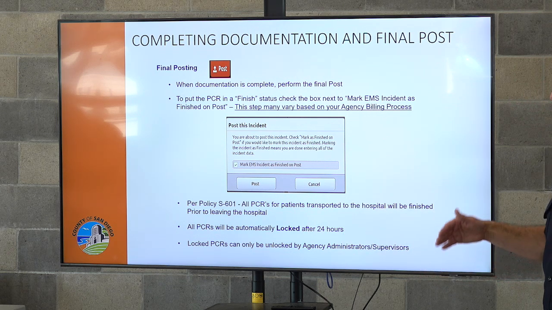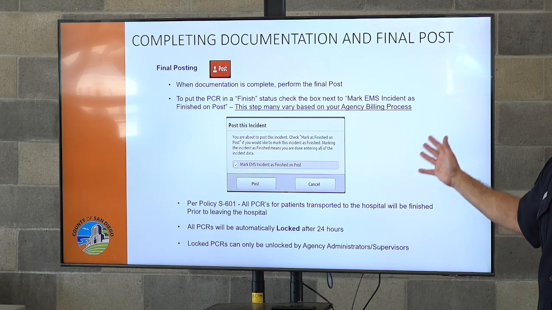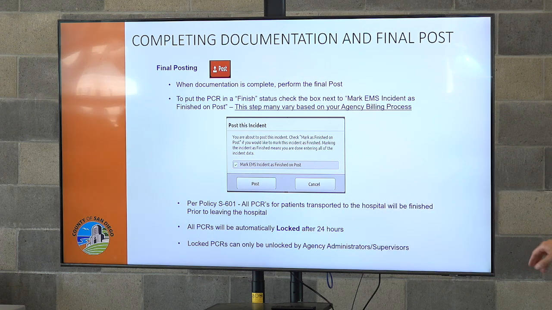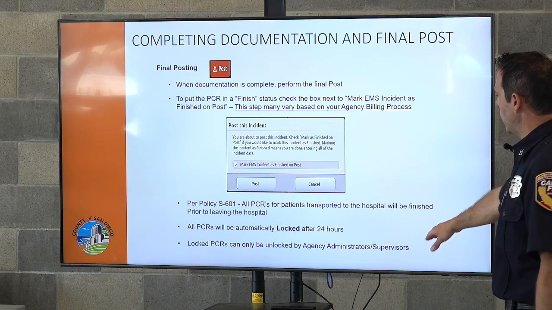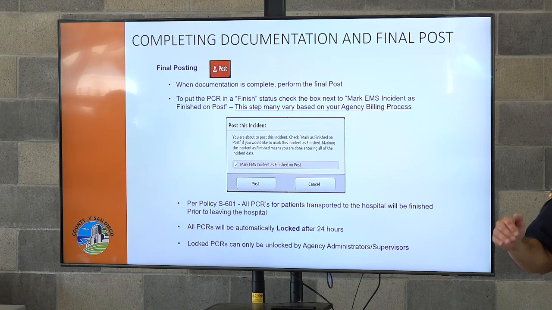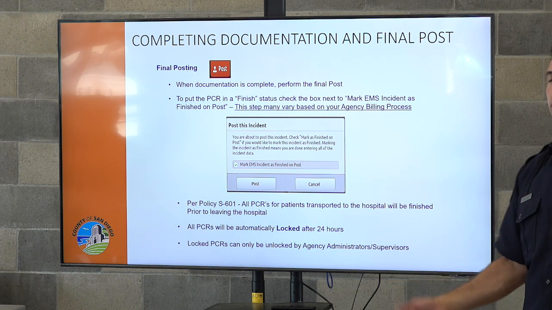So, that audit tracker is going to live forever after you say you're finished with the record. After it's locked, the only people that can unlock it are administrators and supervisors. When they unlock it, it's available for 7 days to edit. You still have that audit tracker that pops up, but you have more time to correct it.